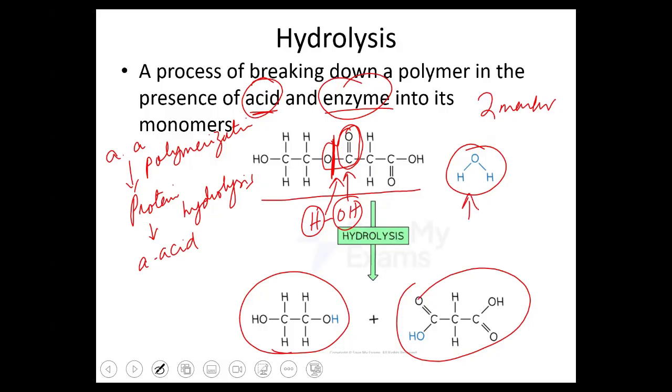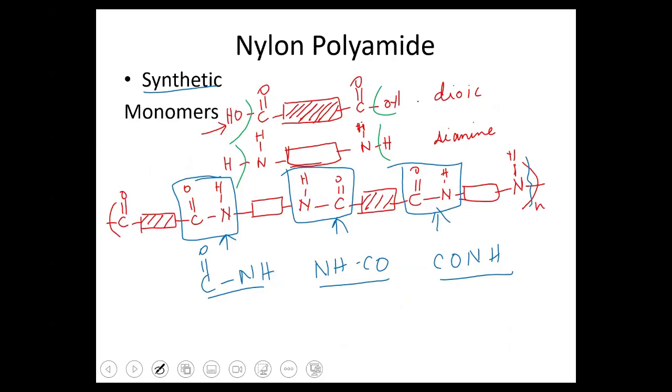And water is the reagent. They ask you this way, name the reagent and the conditions required. So the reagent is not acid, the reagent is water. Reagent means something which is taking part in the reaction. So it's taking part, it's added over here. Water is the reagent here, and acid and enzymes are the conditions. In the presence of acid and enzyme, water is added back to the polymer and they break down into their monomers. And in polymerization, water is being removed from the small molecules and they join and make a large molecule. These two things are opposite to each other.